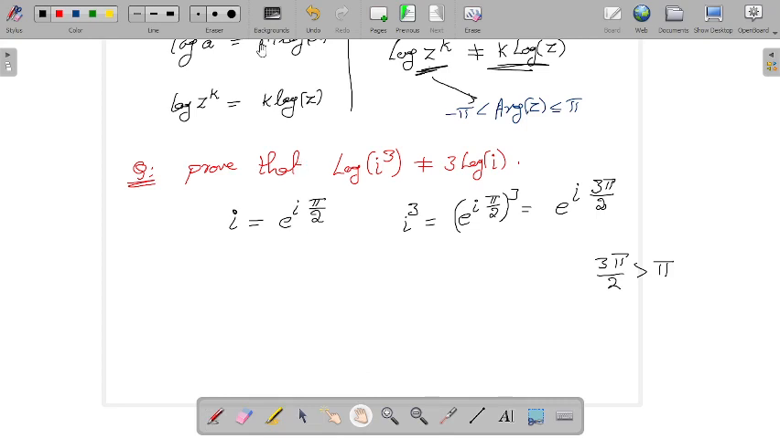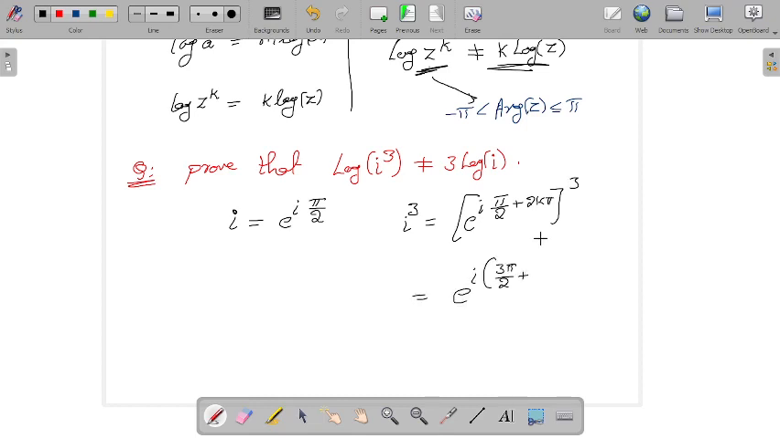Okay, let me do one thing. Instead of writing it in this way, let me write i as e power i(pi by 2 plus 2k pi), and you have power 3. This one I can say is e power i(3 pi by 2 plus 6k pi). You can simply take 2k pi itself. Why? Because k can be any arbitrary integer, right?